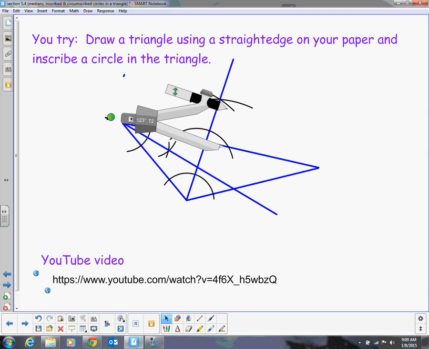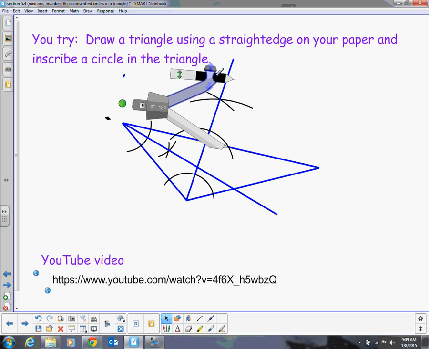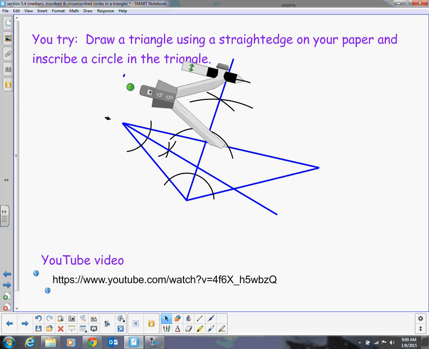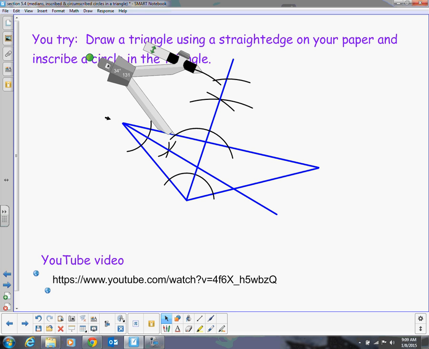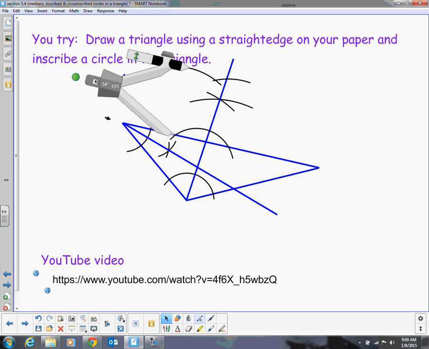All right, so now I'm going to put my compass point here, and I'm going to open this up so it doesn't run into this line. I'm going to put my compass point over here, and I'm going to do another arc. Well, I barely made it. So now I'm going to connect this in-center, and I'm going to use a dotted line, this in-center with this point of intersection.